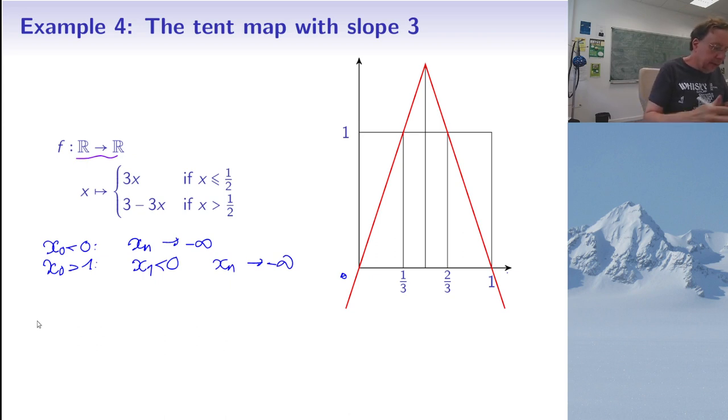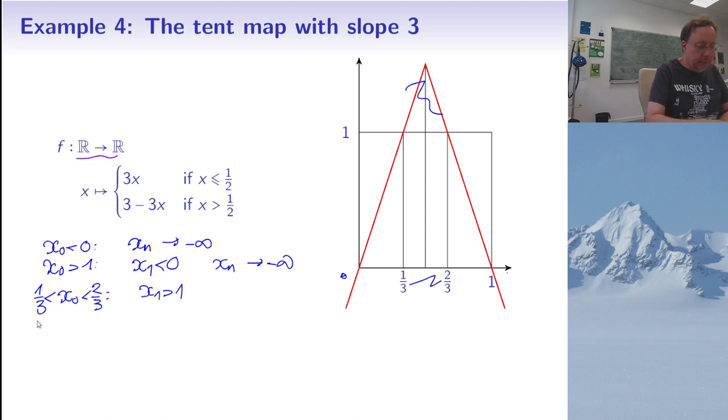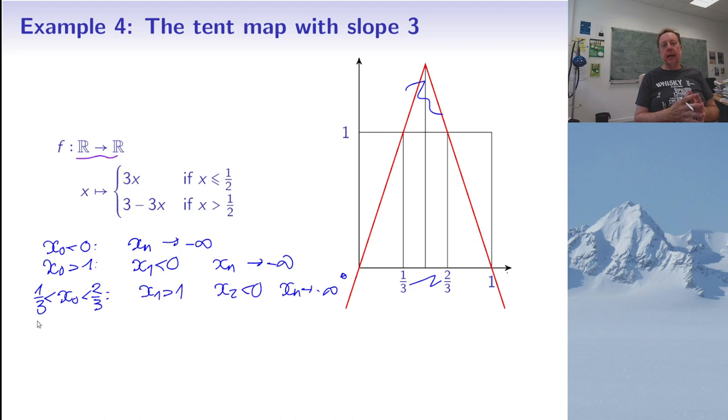Okay, but now I also have the case where x0 is between 1/3 and 2/3. What happens then? Well, you see on the picture here that the image will be up here. So then x1 will be larger than 1. And then by what I've seen before, I know that x2 will be negative, and again, xn will go to minus infinity. So you see we have quite a lot of cases where actually xn will go to minus infinity, and the question is, are there other cases? Is it possible not to go to minus infinity? So now it is actually useful to work in base 3 instead of 2.